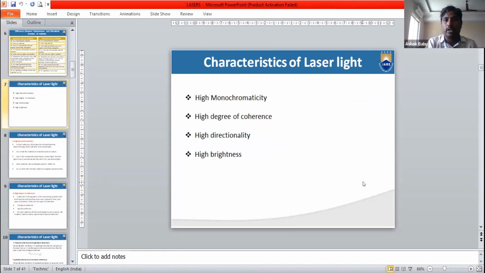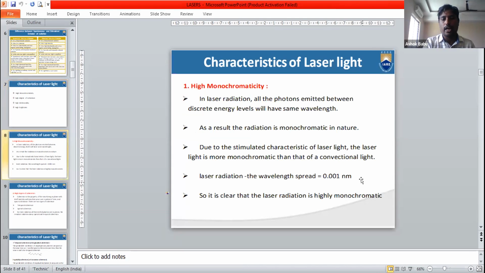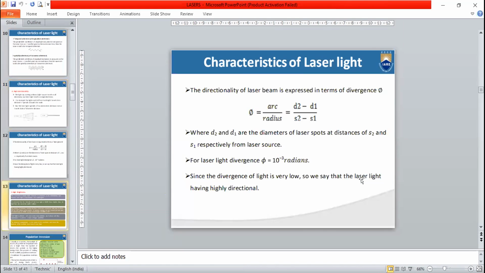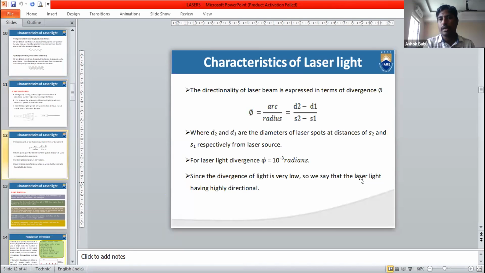Coming to the characteristics, there are four, try to remember. Monochromaticity means produced in a single wavelength or single color. High degree of coherence means the photons released by stimulated emission are all in phase. Directionality: due to its wavelength and coherence, laser light travels in a single direction over kilometers without much spreading. Brightness is also very high. These are the four characteristics of lasers. The divergence is measured using the formula arc by radius.